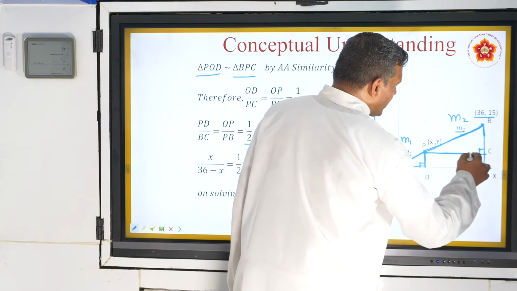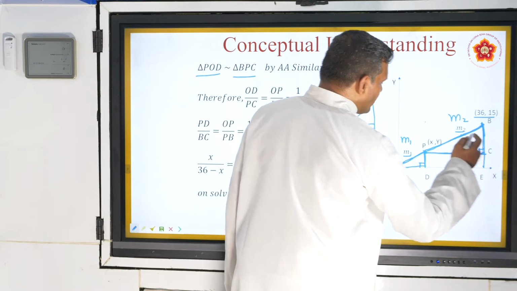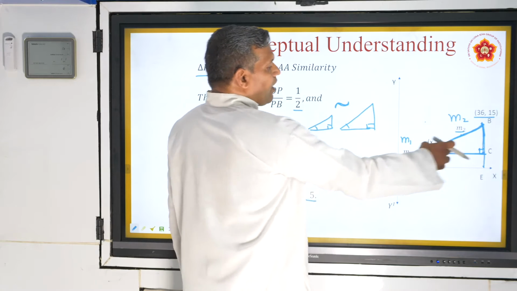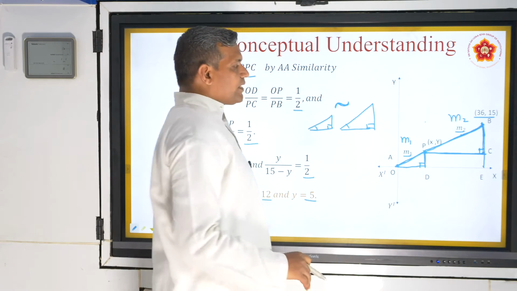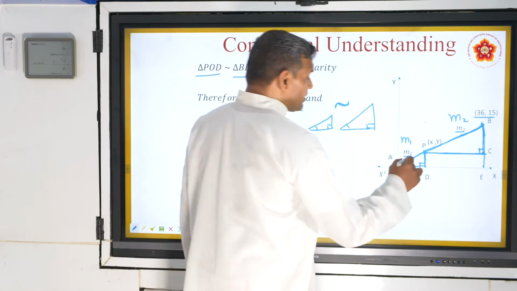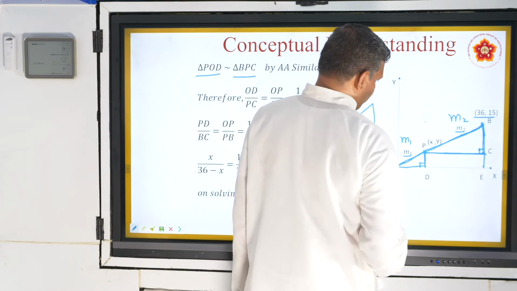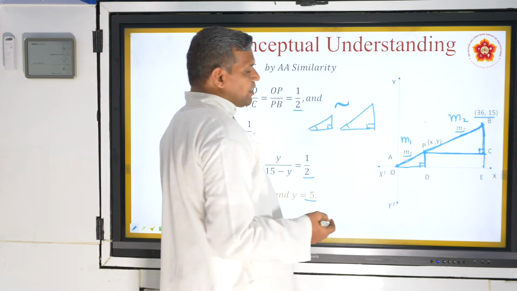BPC, this triangle I am referring to. So actually I got a line segment. After drawing certain lines, I am splitting that into 2 different triangles. Here the first angle is 90, and here the first angle is 90. What happens to the other angle?